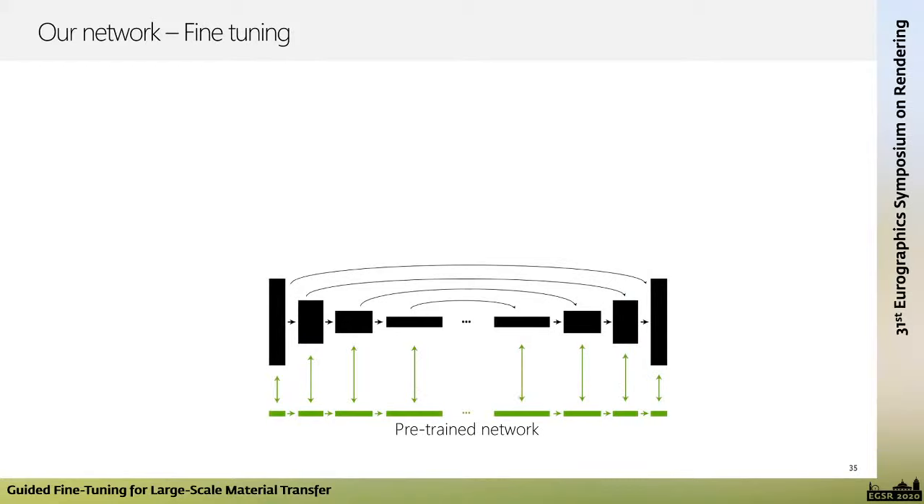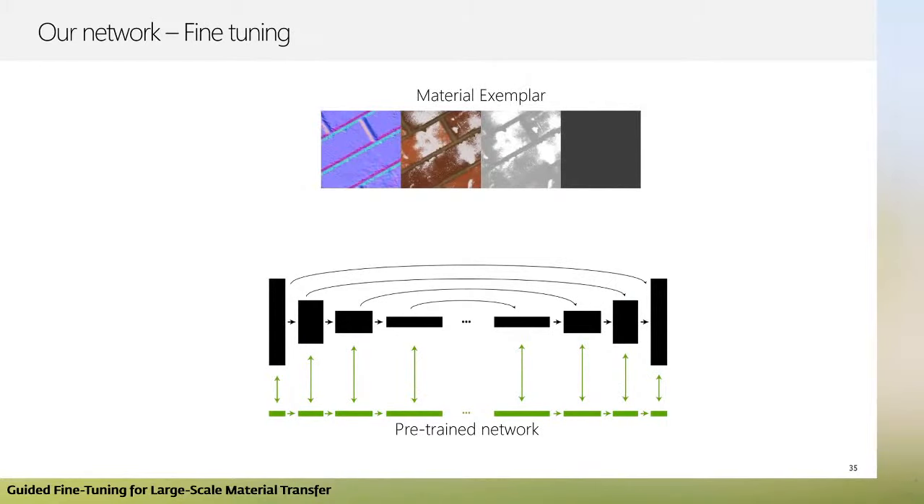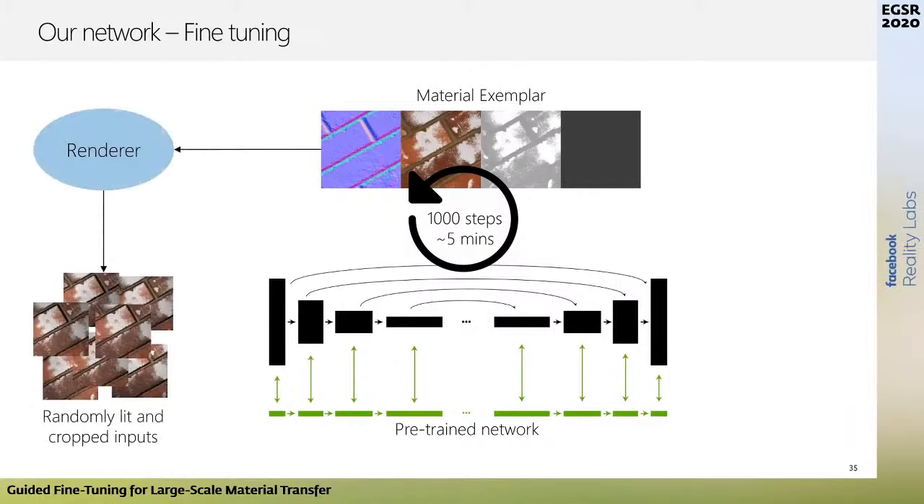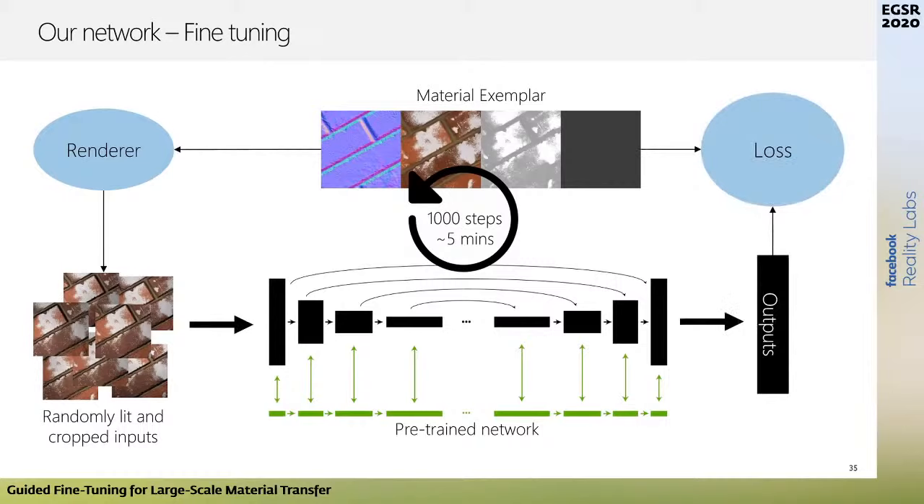So we have our trained network and our material exemplar. We want to infuse the pre-trained network with the information that is available in the material exemplar. And to do so, we propose to fine-tune the network. The fine-tuning takes a few minutes, which represents about 1,000 fine-tuning steps. And at each step, we render training input images of the material exemplar, which we use as inputs, using the exemplar material maps as ground truths to fine-tune the network.